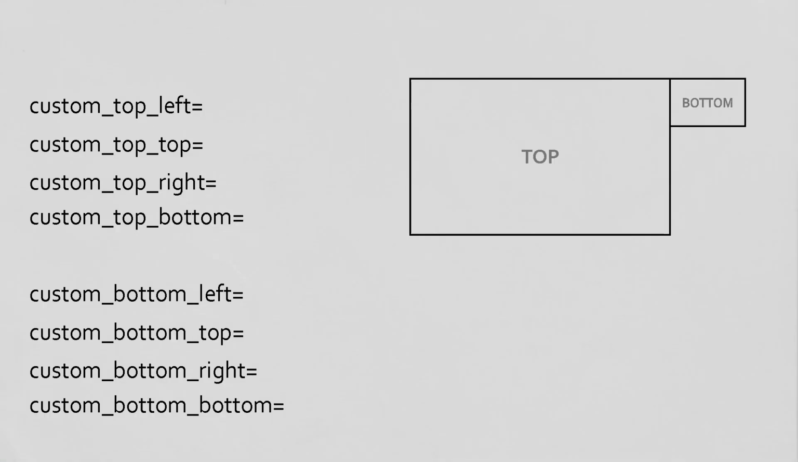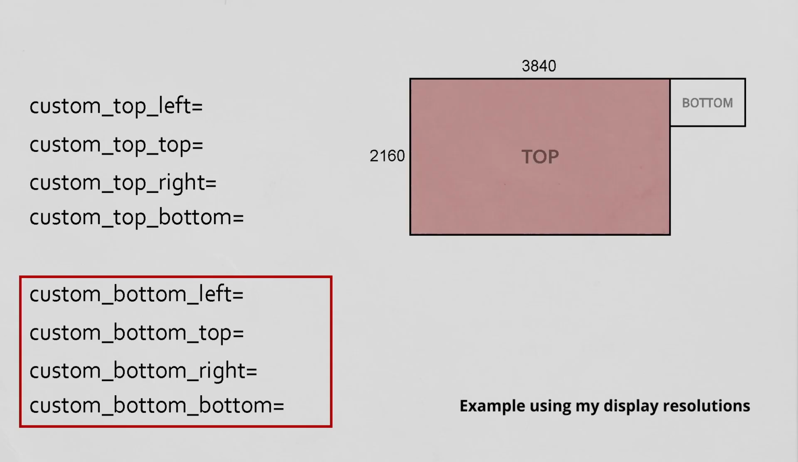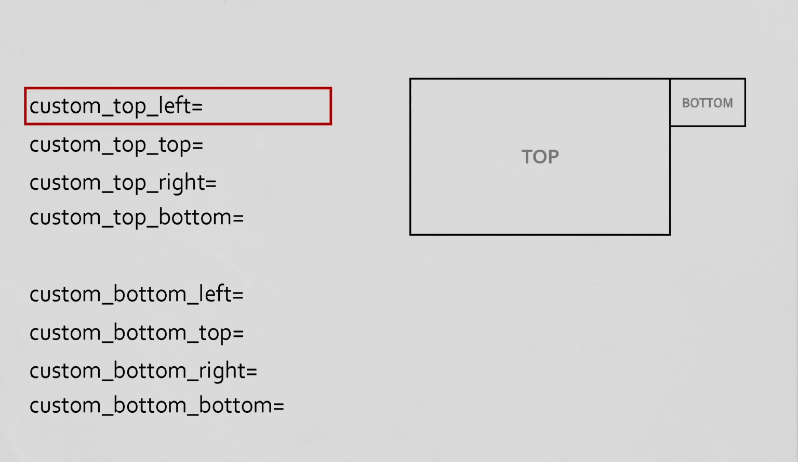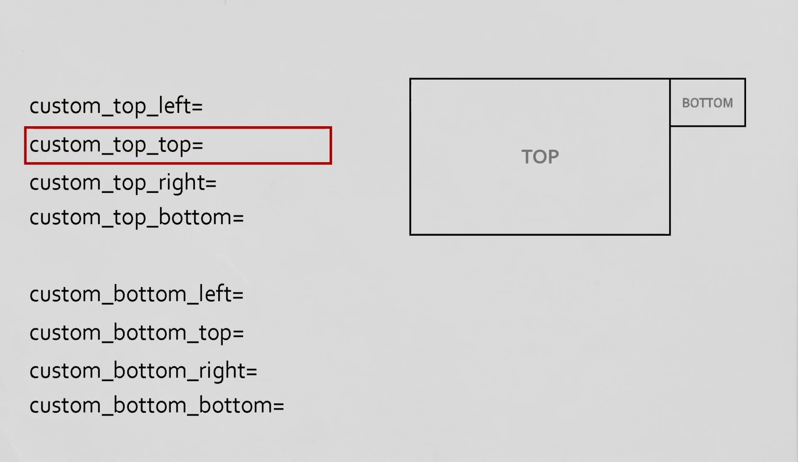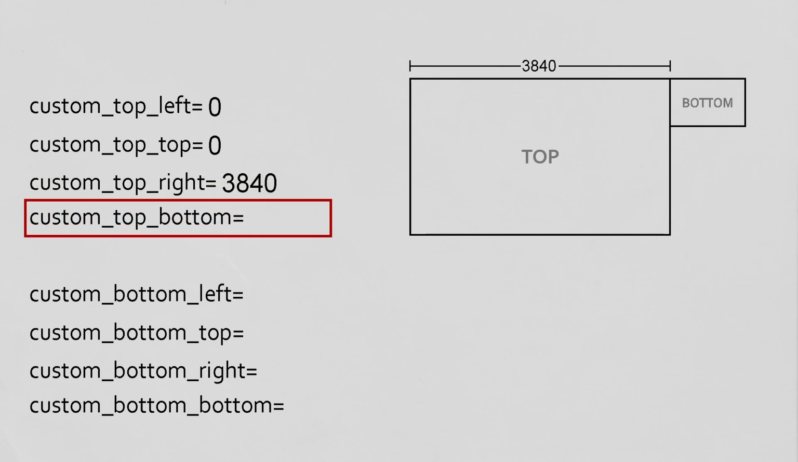Now for the screen resolutions. custom_top is for the top screen, and custom_bottom is for the bottom screen. Set custom top left and custom top top to 0. Set custom top right to your primary display's horizontal resolution. Set custom top bottom to its vertical resolution.